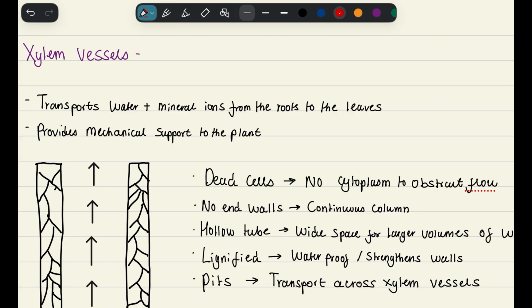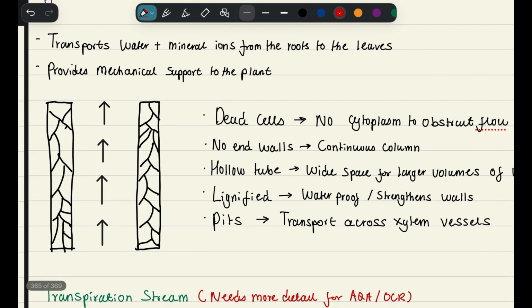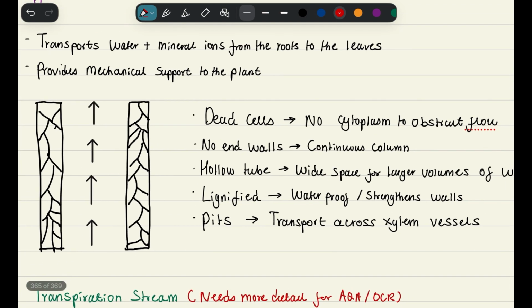Now, in terms of the function, we'll get into structure in a second, but in terms of function, xylem vessels transport water and mineral ions from the roots to the leaves in a process called transpiration. Cool. Xylem vessels also play an important role in providing mechanical support to the plant. So it anchors your stems, kind of thing. That's what the xylem vessel is really doing.